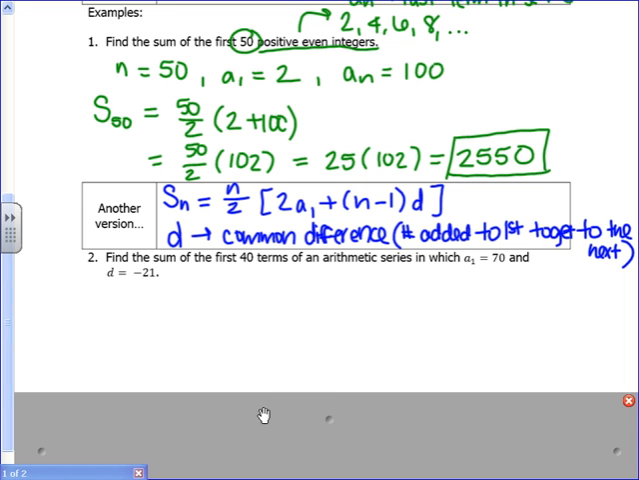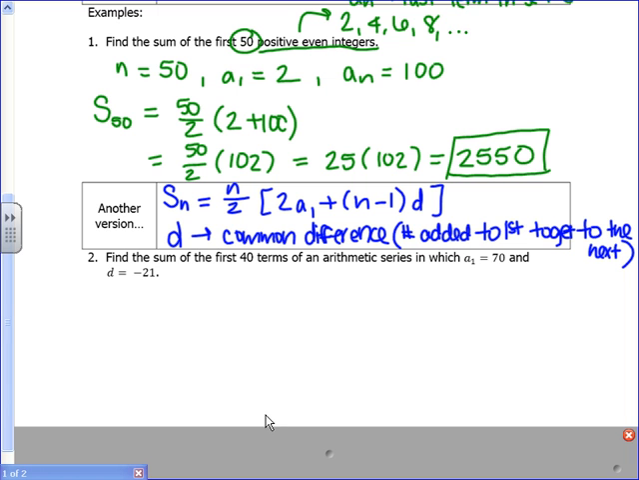It says find the sum of the first 40 terms of an arithmetic series in which a1 is 70 and d is negative 21. So, for example, this is what our series is going to look like. If your first term is 70, and to get from one number to the next we add negative 21, what would our next number be? Well, basically, we're subtracting 21, and we get to 49. And we're going to continue to do that. We go down to 28, and then down to 7, and then it continues on like that for 40 terms. So we know that our n equals 40. We know our a sub 1 is 70, and we know our d is negative 21.